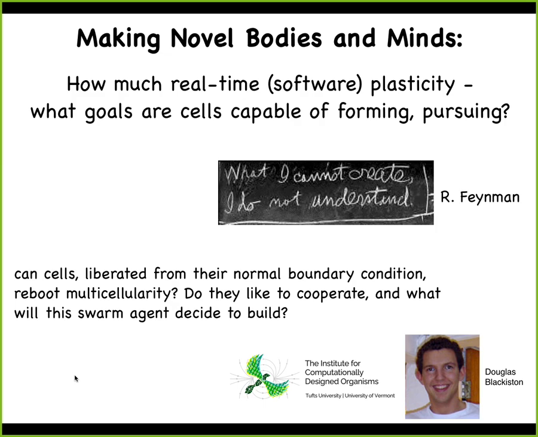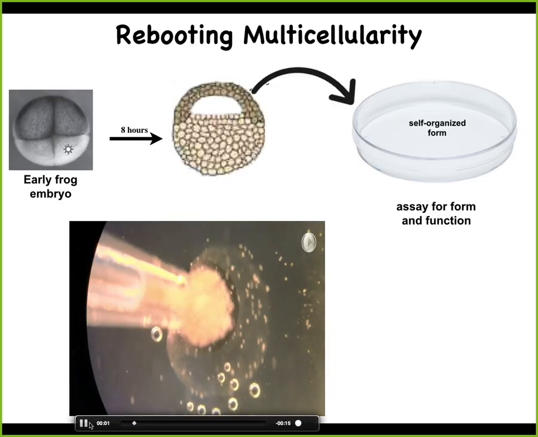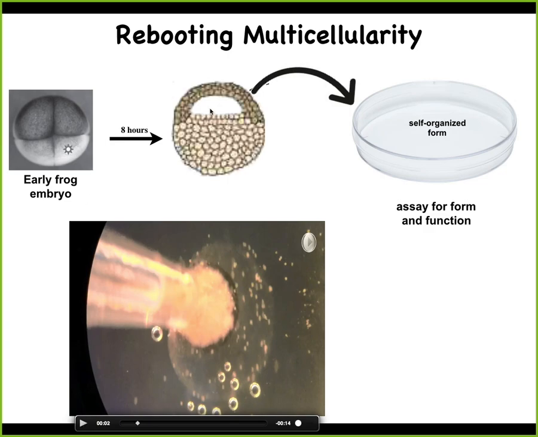We asked the simple question, if we were to liberate cells from the normal boundary condition, could they reboot their multicellularity? Do they like to cooperate fundamentally, and what would they build if they were out of their normal environment? So what we did here is this. This is an early frog embryo. We take some cells up here that are going to be epidermis, so skin. We dissociate these cells. We put them in a little pile and get rid of everything else. So just skin.